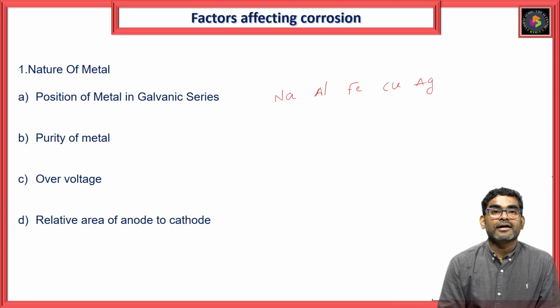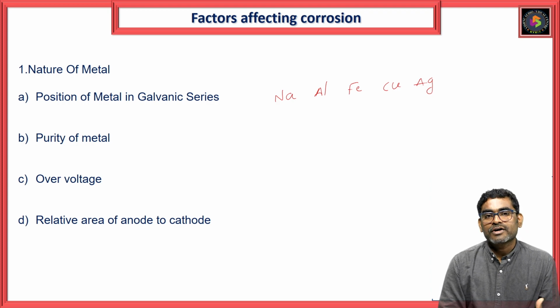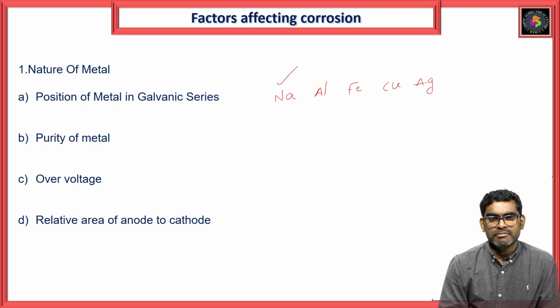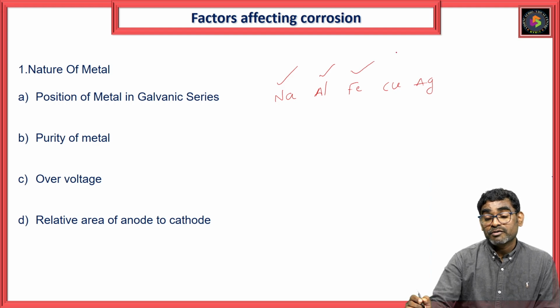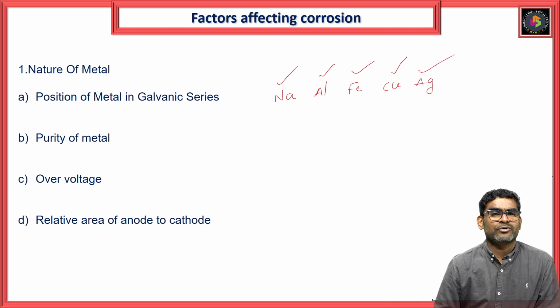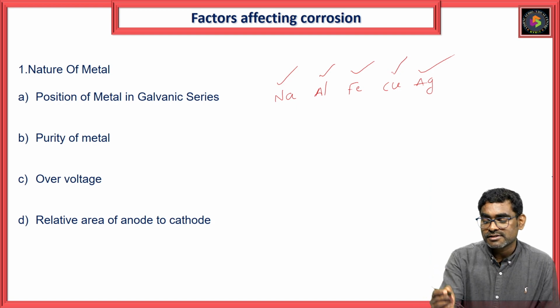If these metals are there, and you want to know the extent of corrosion for these particular metals: first, sodium shows the highest, meaning it is easily impacted by the environment and easily undergoes corrosion. Later comes aluminium, later comes iron. Whereas in the case of copper, it shows somewhat protectiveness towards itself against corrosion, and silver is the least corroded. If we observe the positions of these particular metals in the galvanic series, it is like that.